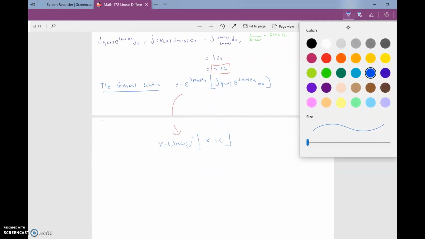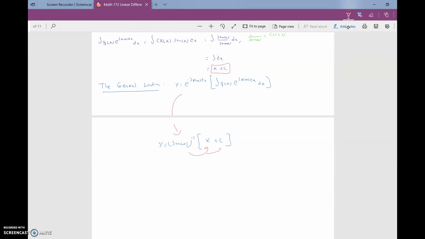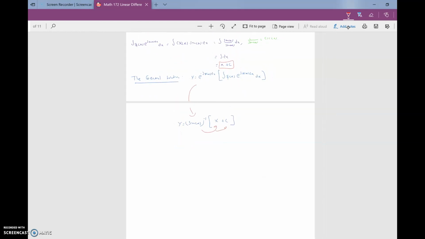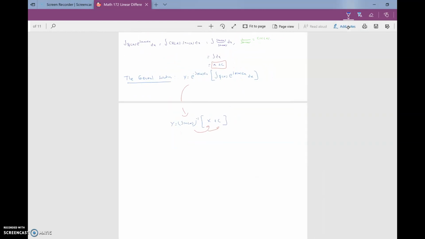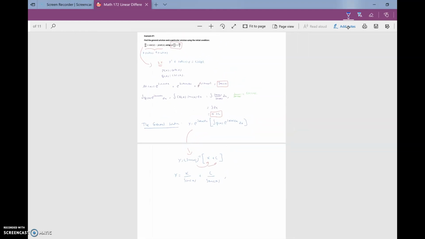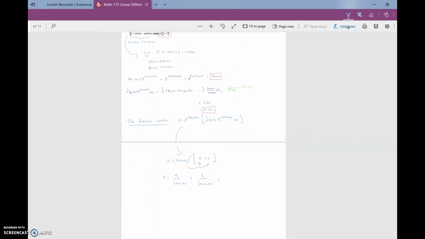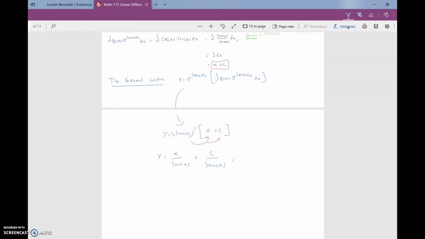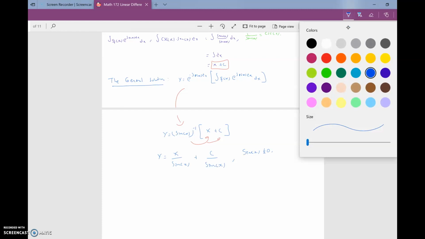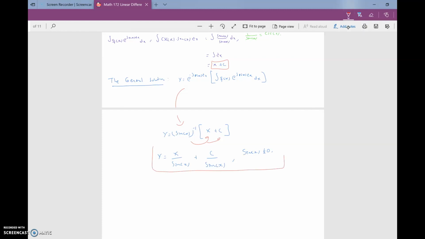Okay, so at this point, let me distribute it out, and then we're just going to express it as a single function. So we're talking about y is equal to x over sine of x plus c over sine of x. We're also assuming that in this case, the sine of x is not equal to 0. So this will be the general solution.